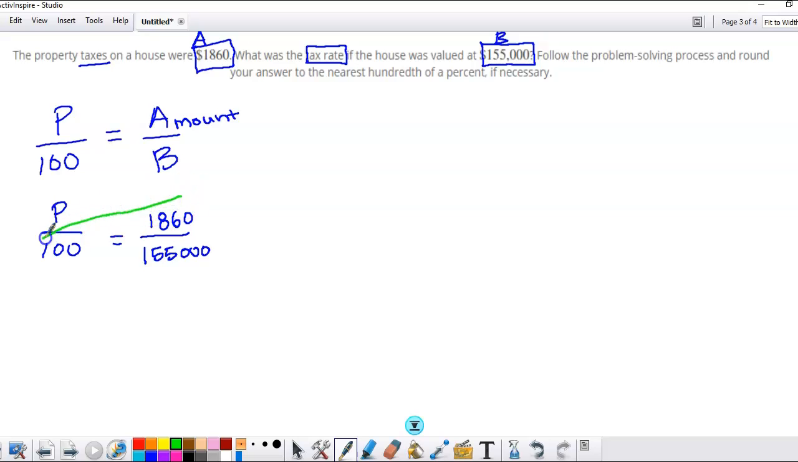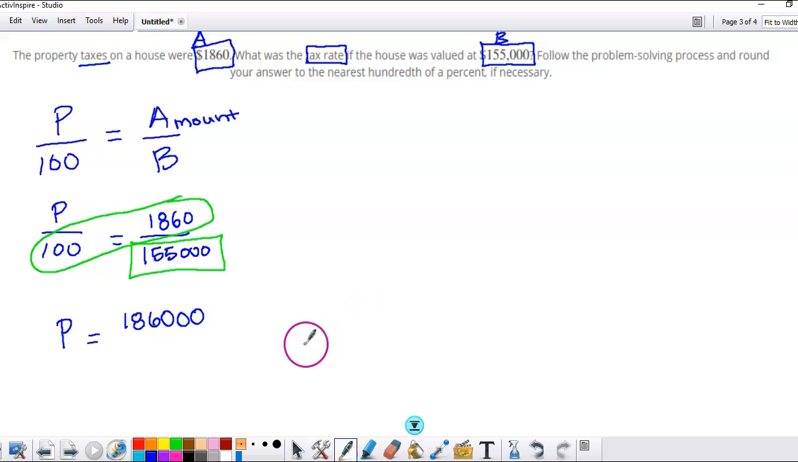To solve your proportion, multiply the numbers that are diagonally opposite each other. Take that answer and divide it by the number diagonally opposite your unknown. So our P will be 1860 times 100 divided by 155,000. So 1860 times 100. The cool thing about multiples of 100 is they just add decimals onto things. So I didn't need my calculator for that one.